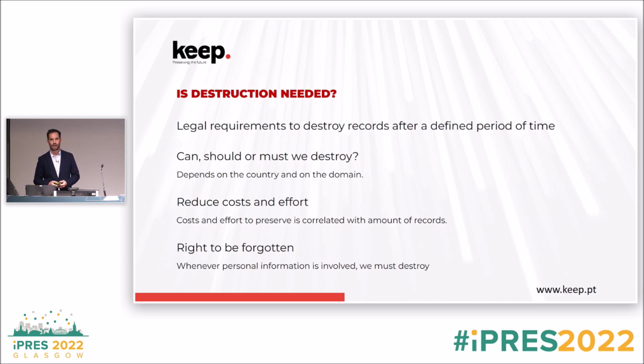For once, it can reduce costs and human effort, and also environmental impact, which you've heard a lot about during this conference, because they are correlated with the amount of records and data that you need to preserve on your system. But more than that, it relates also to the right to be forgotten. Whenever there are records that have finished fulfilling or supporting their institutional activities, and they can contain personal information, then we must destroy the records.